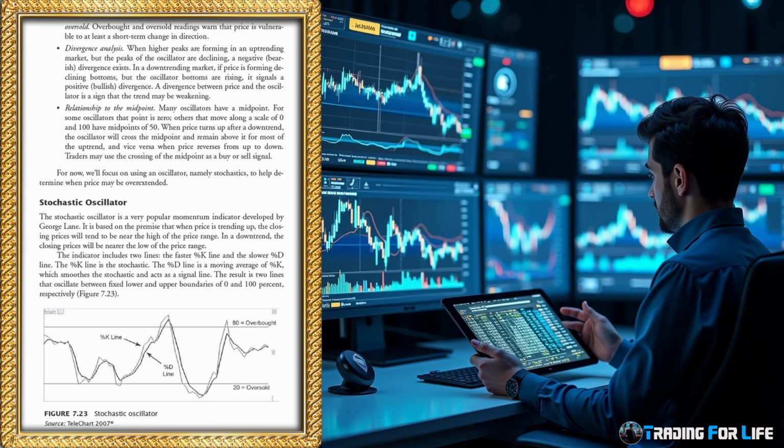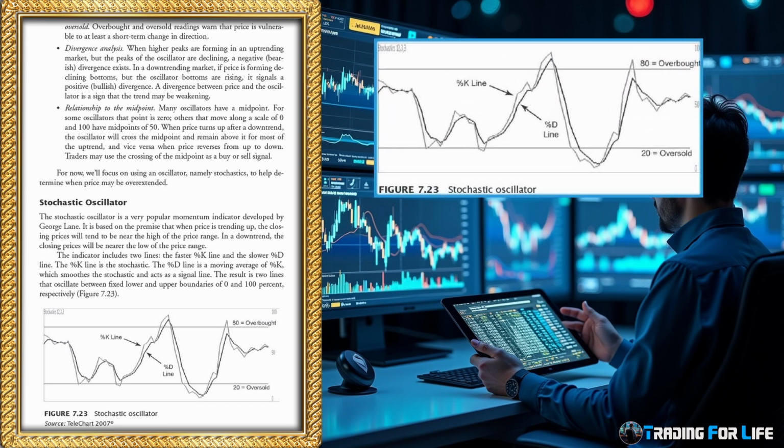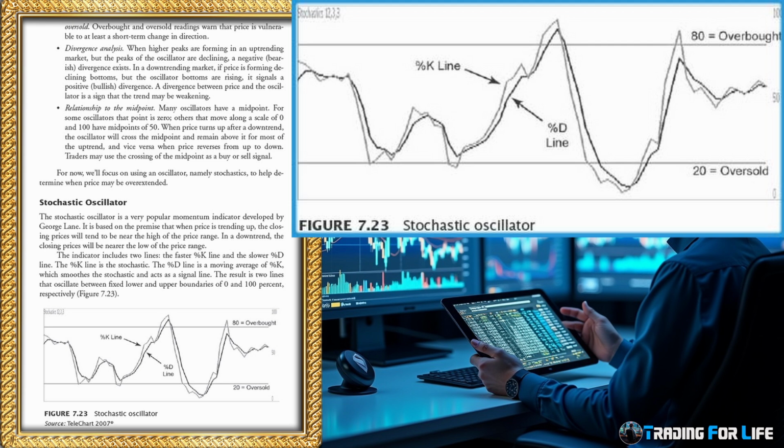Stochastic oscillator. The stochastic oscillator is a very popular momentum indicator developed by George Lane. It is based on the premise that when price is trending up, the closing prices will tend to be near the high of the price range. In a downtrend, the closing prices will be nearer the low of the price range. The indicator includes two lines, the faster %K line and the slower %D line. The %K line is the stochastic. The %D line is a moving average of %K, which smooths the stochastic and acts as a signal line. The result is two lines that oscillate between fixed lower and upper boundaries of 0 and 100%, respectively.